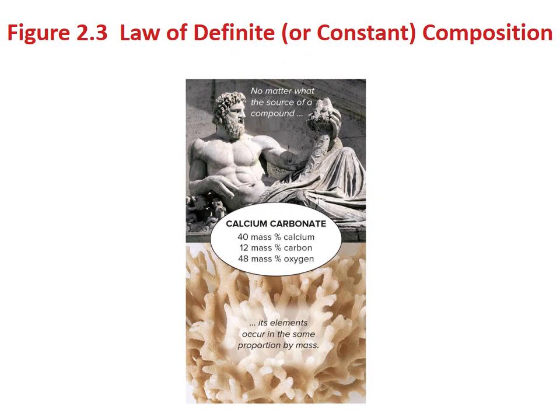It turns out that calcium carbonate has different forms. It can appear as marble or coral. But if you do chemical analysis, they have the same composition: 40% calcium, 12% carbon, 48% oxygen. This fact is expressed as the law of definite or constant composition, and that is, no matter what the source of a compound, in this case calcium carbonate, its elements occur in the same proportion by mass.